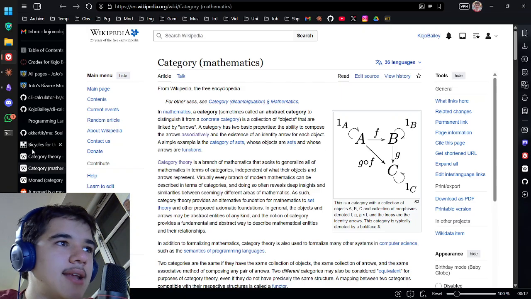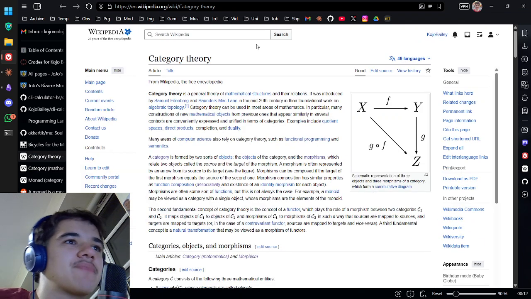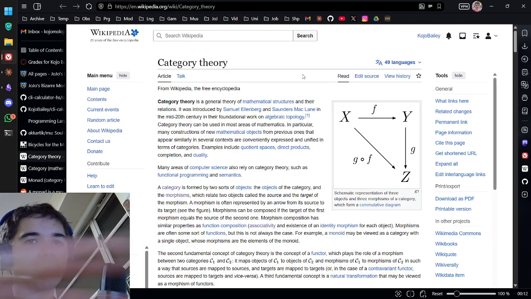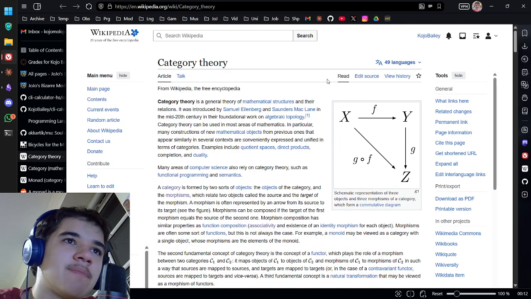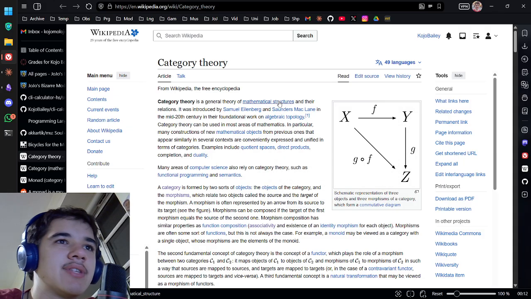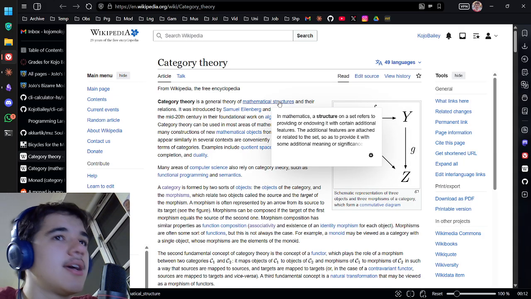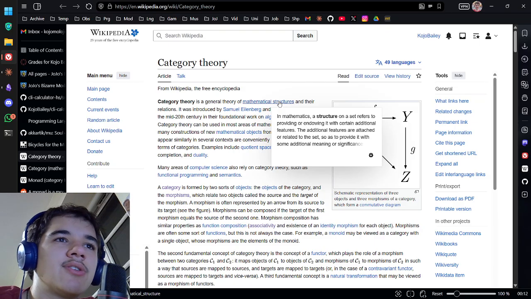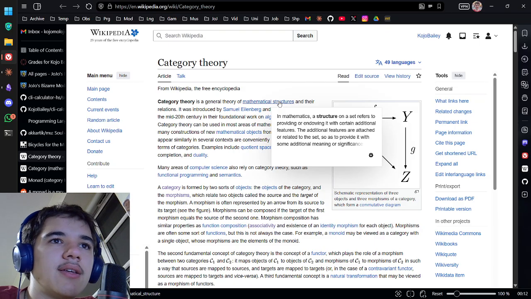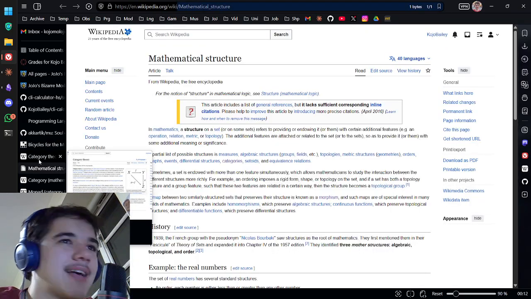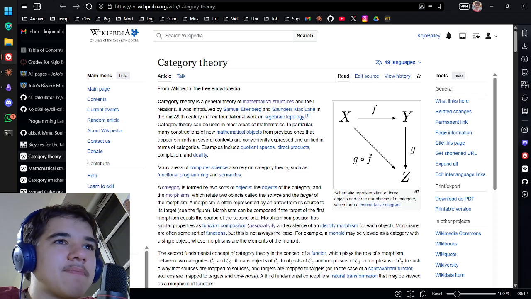So let's get into what category theory actually is. Category theory is a general theory of mathematical structures. Okay, so now we actually have this highlighted. In mathematics, a structure on a set refers to providing or endowing it with certain additional features. Okay, I will need to look into this. And their relations. Okay, so relations mentioned.